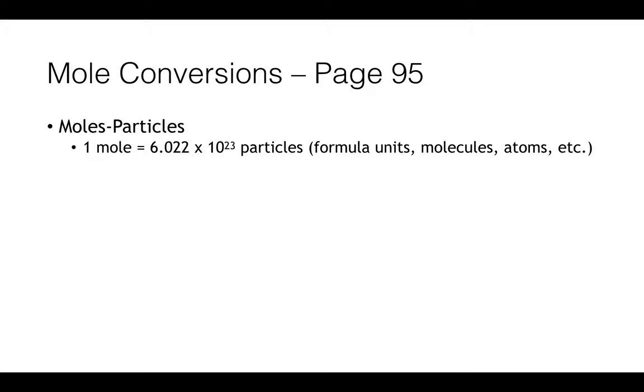And then we have moles to particles. So 1 mole is equal to 6.022 times 10 to the 23rd particles. And those particles can be formula units, molecules, atoms, ions, etc. And we call this number Avogadro's number. If you look in your reference packet on page 1, it's the very first thing that's there. So you don't have to memorize this number. Again, this is called Avogadro's number. It's the number of particles in 1 mole of a substance, and this never changes.